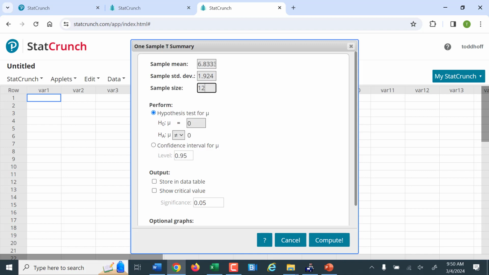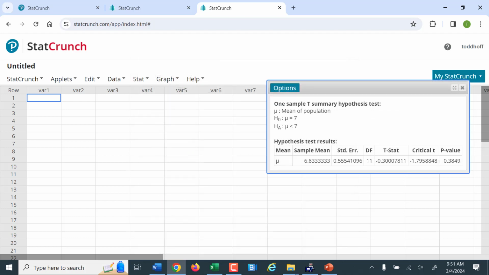Sample size is 12. Our hypothesis test, so this is going to be 7, and this is less than. I'm going to put down here to show the critical value. If I hit compute, there's my sample mean, standard error, degrees of freedom. My test stat is a little off because I rounded my degrees of freedom and my standard deviation. Critical value would be a negative 1.796, p-value 3.85, which is about what we had. So you can see we get the same output here.